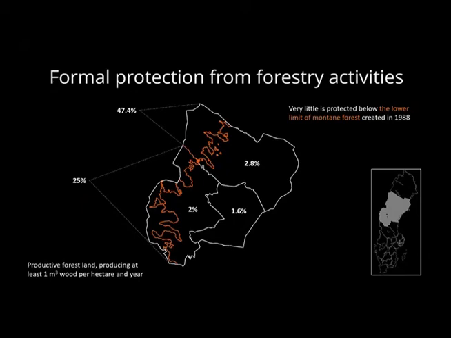Here, this is like the reality. This is what we're living with now. This is the formal protection we have. So the government has protected this since we started to protect forest in 1909. We already know that along the mountain range, above this lower limit of montane forest that is now drawn in orange, there is a lot of protection. So it is almost 50% in my county, Västerbotten, the one to the north here, and Jämtland, to the lower left, 25%. But as soon as you step below that limit, then there's almost nothing.